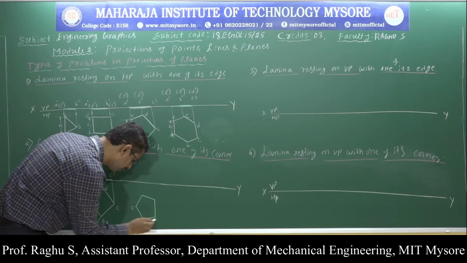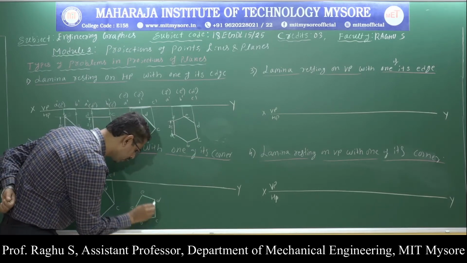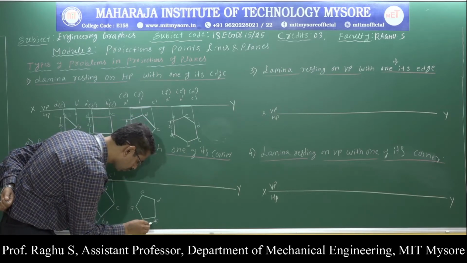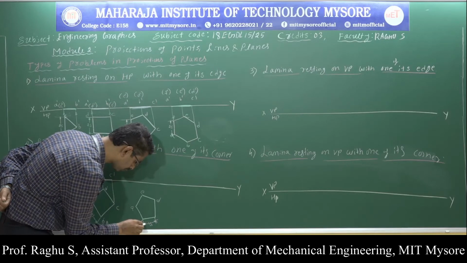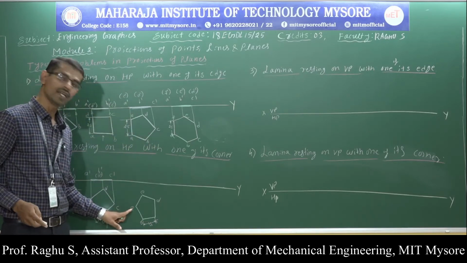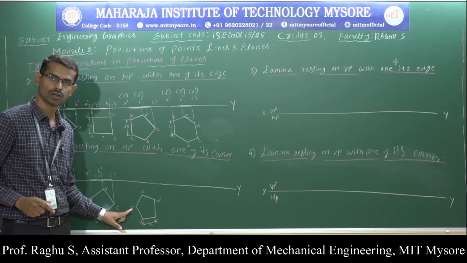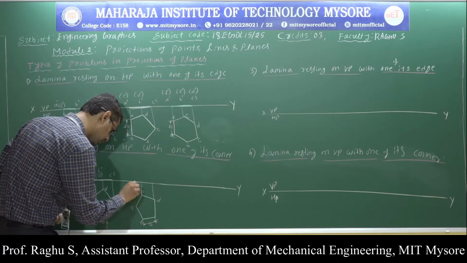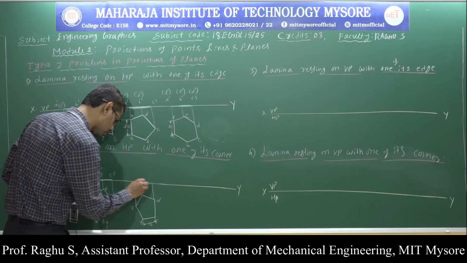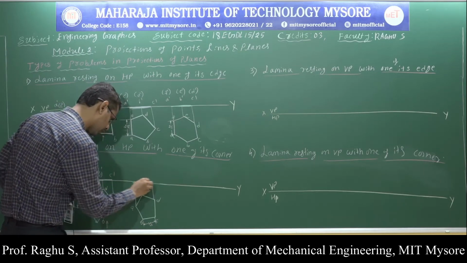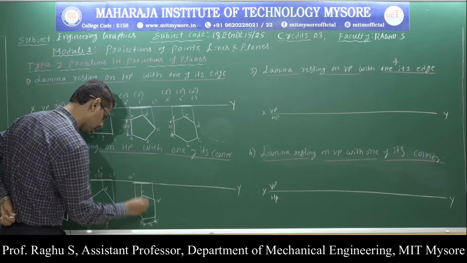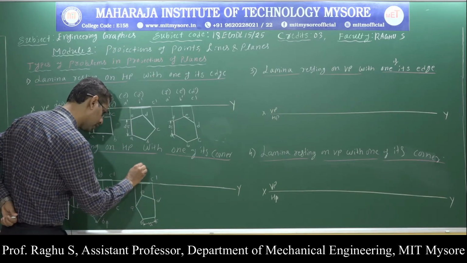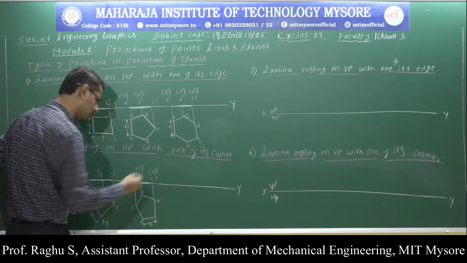Mark points A, B, C, D, E and indicate the dimension 25. Point A is the resting corner. Now draw upward projections. So this is the front view. A dash, B visible, C visible, E invisible and D invisible.